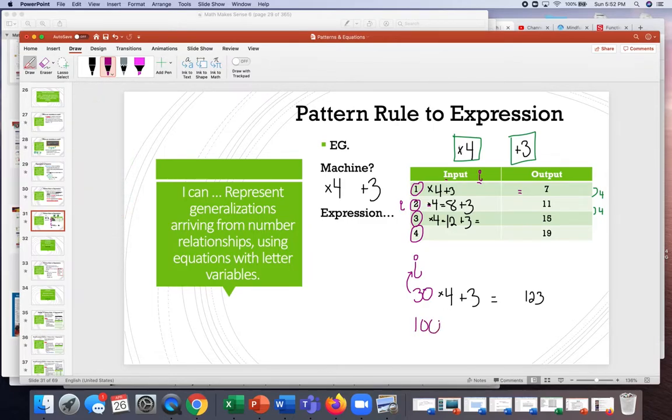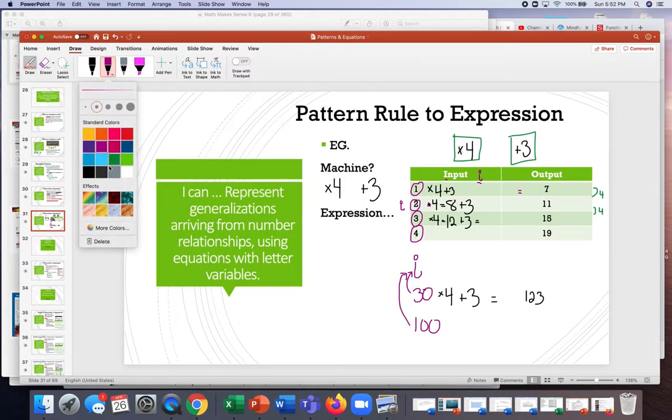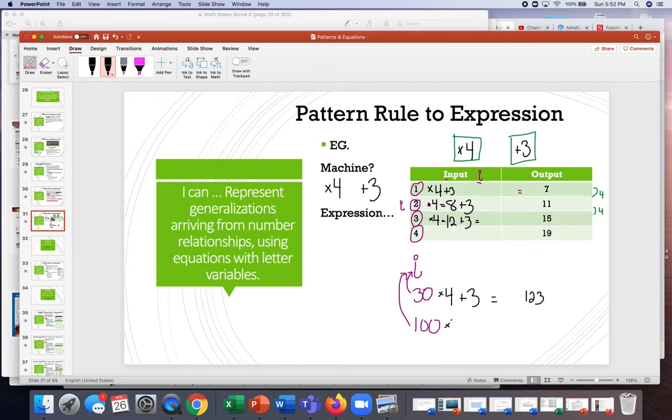What if my I in this case is 100? My input, my variable, is 100. Then what do I get as my answer? Same thing. Use that exact same pattern rule. Times 4, and then we add 3. So 100 times 4 is 400, plus 3 is 403. So there you go.